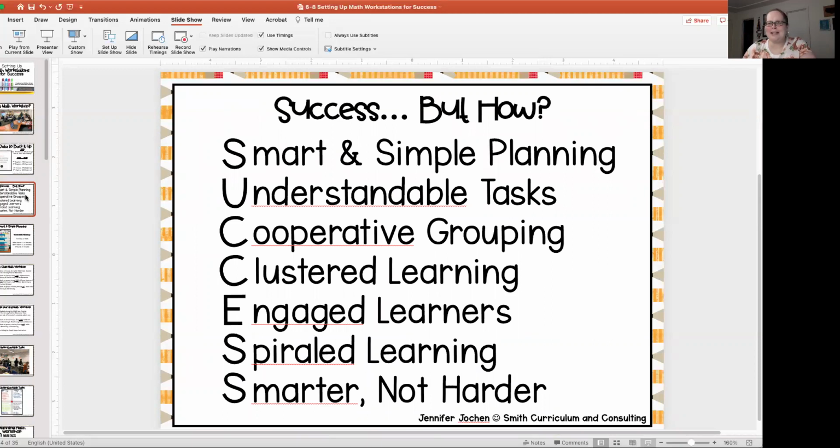So, how do we achieve success in Math Workshop? Well, I broke it down to this. Smart and simple planning, understandable tasks, cooperative grouping, clustered learning, engaged learners, spiraled learning, and my favorite of all time, working smarter, not harder. That quote right there, if I could tattoo it across my forehead, I would.